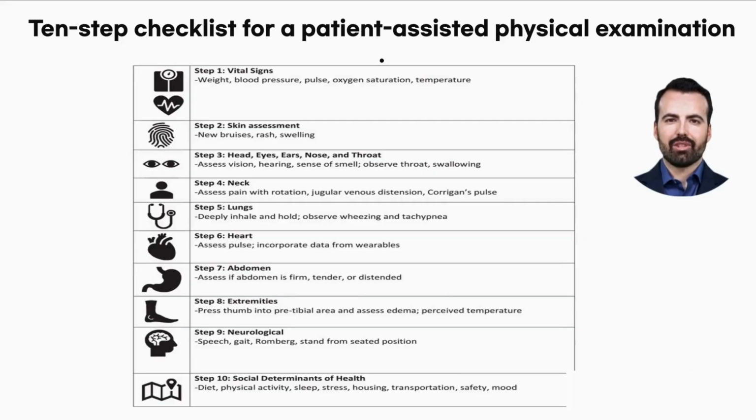Step 9. Neurological. Ask patients to hold their arms out with elbows straight, spread their fingers, and turn their hands up as if catching rain. Ask patients if they have noticed a tremor. Step 10. Social determinants of health. Inquire about issues regarding changes in diet, physical activity, sleep, stress, and social support.